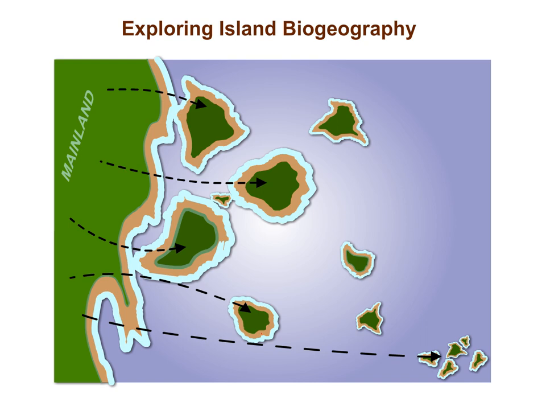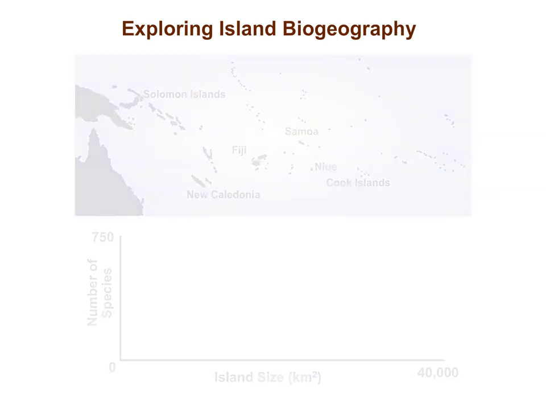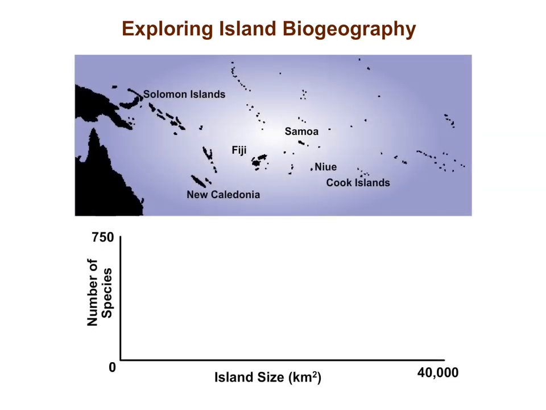Let's investigate how factors such as island size, distance from the mainland, and time determine the rates of species colonization and extinction. First, let's investigate how island size affects the number of plant species present on an island. This map shows a number of different island groups located in the Pacific Ocean. Let's collect information about the island group's area and the number of plant species present. These data will automatically be added to the plot of number of species versus island size.